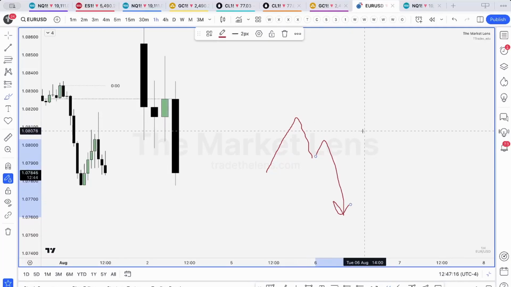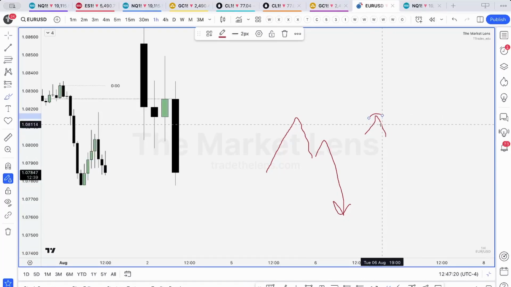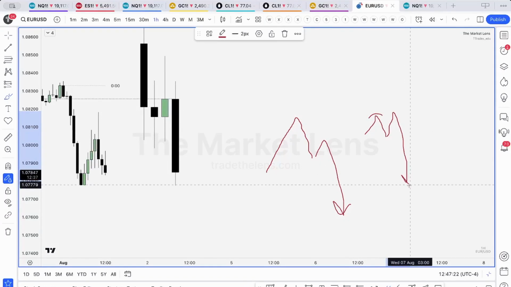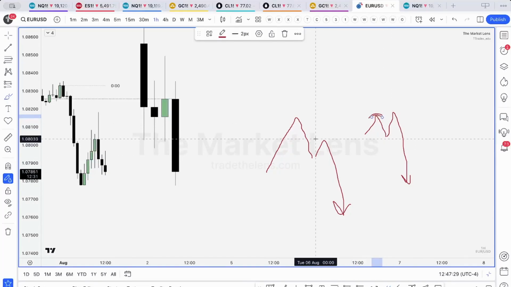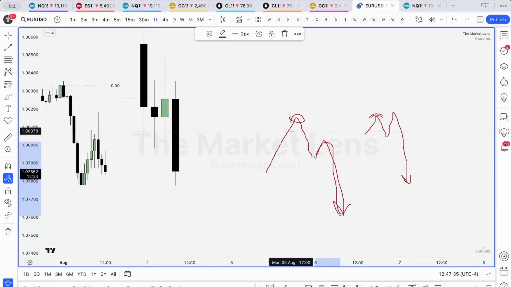But what happens is you'll get a nice little swing that forms in here, right? And you try to take that, and then you just get ran out before it actually goes, right? So you're right on the idea and everything, and you take a -1R instead of winning just because you're trying to get in at this high, right? Versus, once again, trading this little continuation that follows this high.